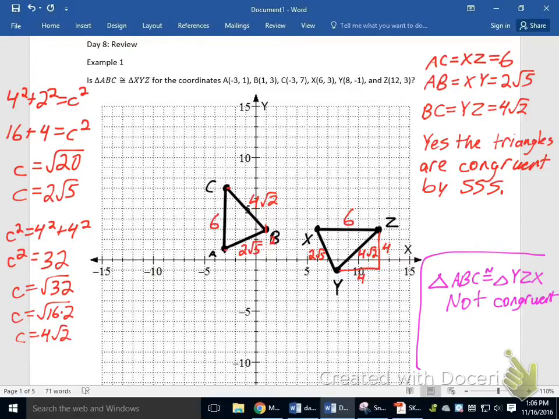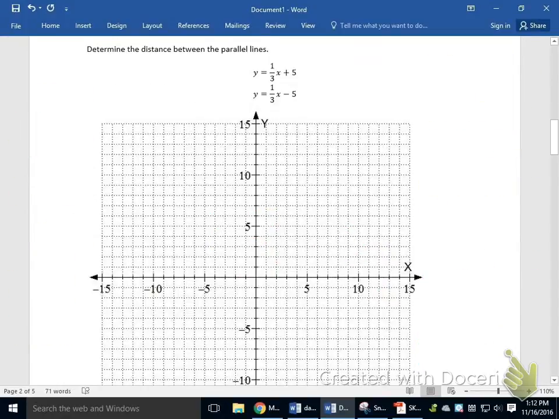Because the corresponding parts didn't match. Alright, that wraps up this problem. Let's go and move to the next one. On example 2, we're going to be determining the distance between the parallel lines, y equals 1/3 x plus 5 and y equals 1/3 x minus 5.